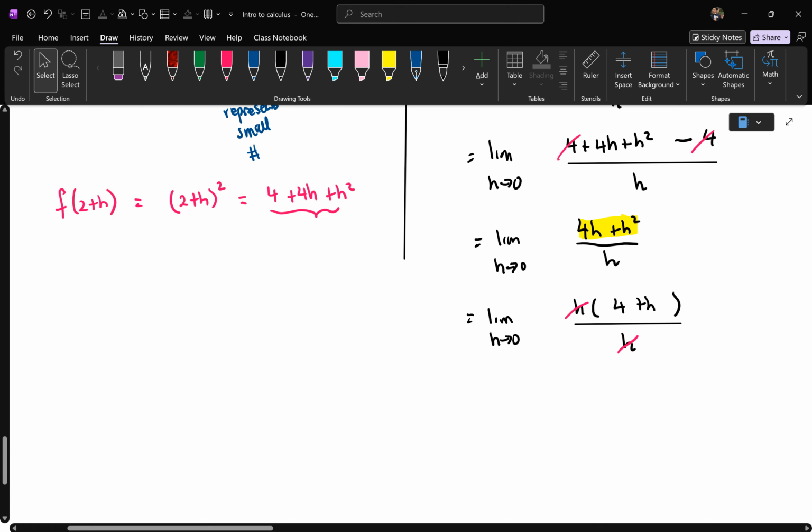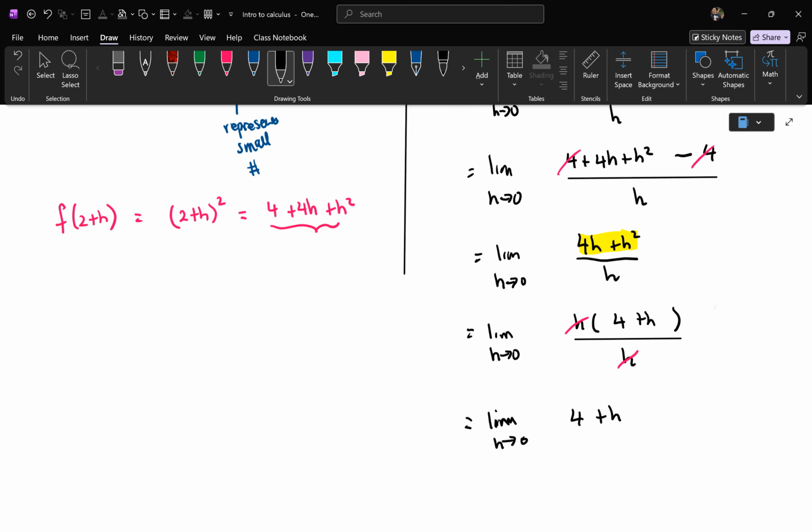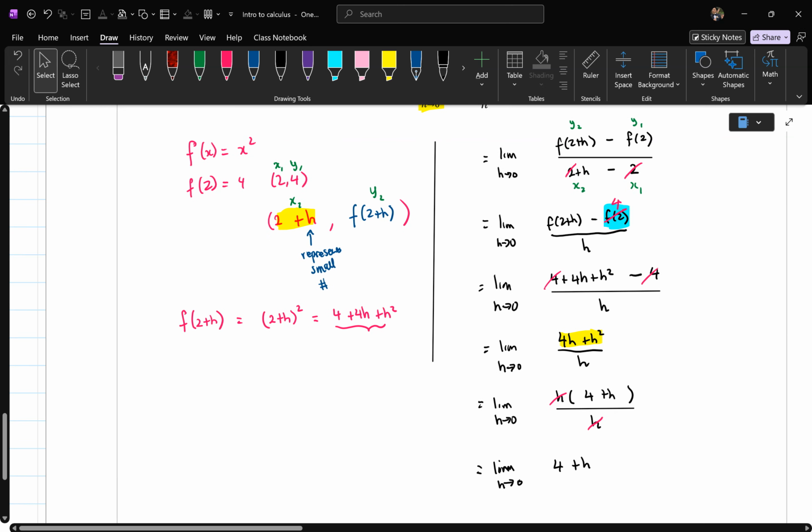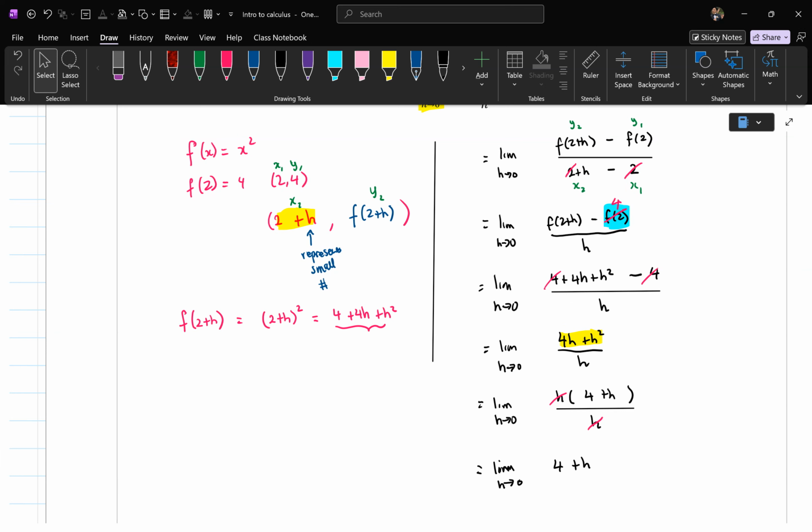And now here I want you to do some logical thinking right now. Limit as h approaches 0 of 4 plus h. This is where the theory comes in. You have simplified doing y2 minus y1, all of that. This is the key part. What makes it year 11 content.